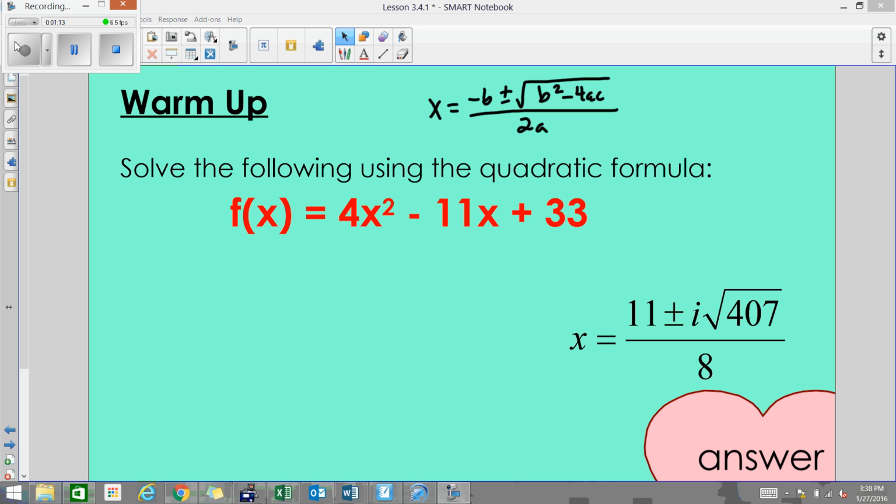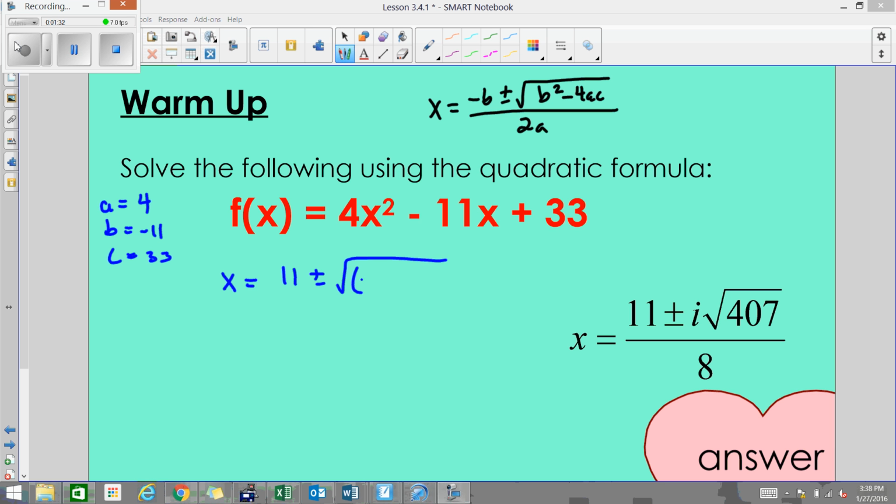If you had no idea what I did, let's pay attention really quickly. Here we go. We have standard form, and we're going to use the quadratic formula. I like to list out a, which is 4, b is negative 11, and c is 33. So x equals negative b, so it's positive 11, plus or minus the square root of b squared, so negative 11 squared, minus 4 times a, which is 4, times c, which is 33. Make sure you extend that square root, all over 2a, so 2 times 4.